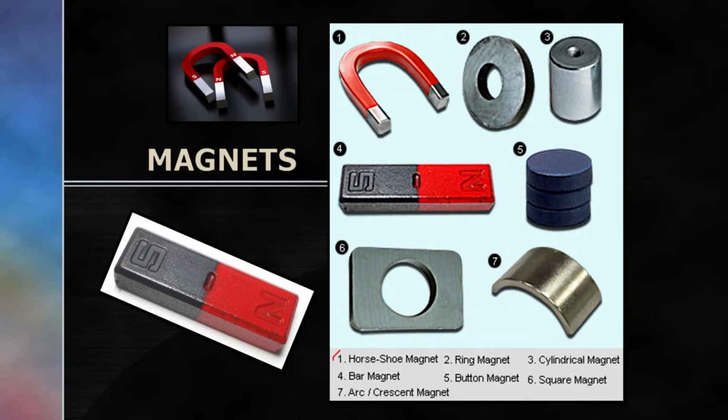Number 5, the button magnets, which are commonly found sa mga ref magnets natin. Number 6, we have the square magnet. And lastly, the arc and the crescent magnets. These are just some of the examples of magnets that we have.